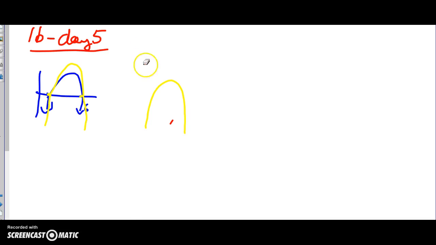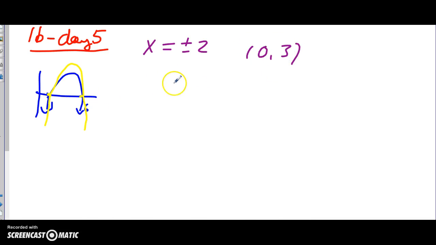But let's delete some of this stuff here. One of them is a little simpler because the roots themselves are whole numbers. So if I have something like this, from your note, roots of x equals plus and minus 2, and I'm going through a point, the point 0, 3, and I want to find the equation.